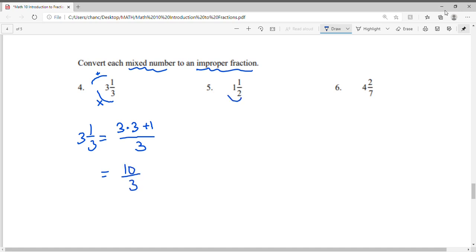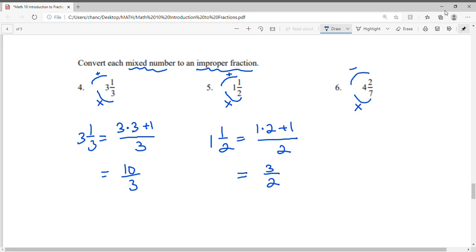I could do the same process for question 5. We'll multiply, then add. 1 and 1/2 is equivalent to 1 times 2 plus 1 divided by 2. This can be simplified to 3 over 2. And for question 6, we'll do the same process. 4 times 7 plus the 2. 4 and 2/7 is equal to 4 times 7 plus 2 over 7. And this simplifies to 30 over 7.